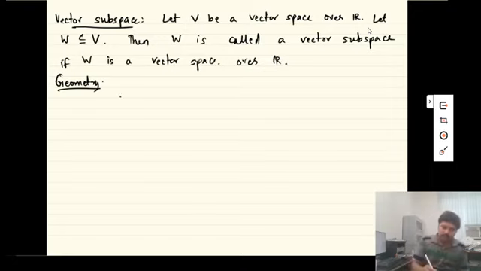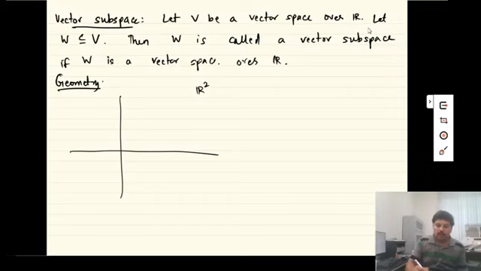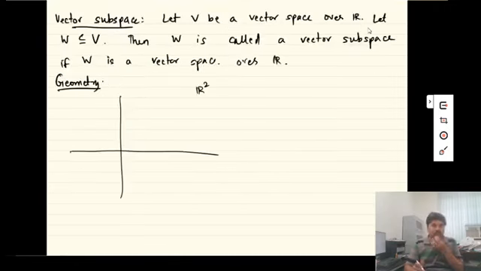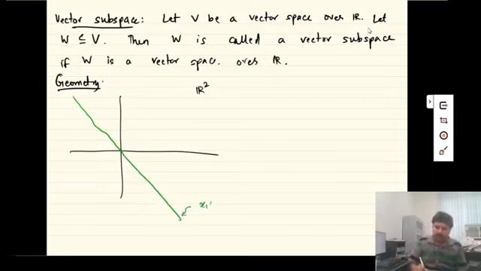So for example, this space is R2, and look at the first example that we looked at. That was x1 plus x2 is equal to 0. So x1 plus x2 is equal to 0 actually is a line, and that line is this line which passes through the origin. So this basically is W.